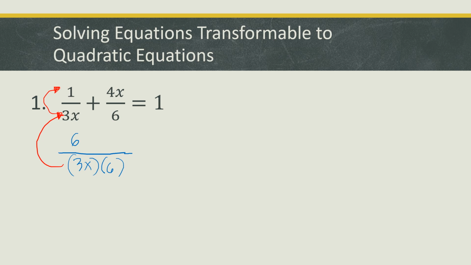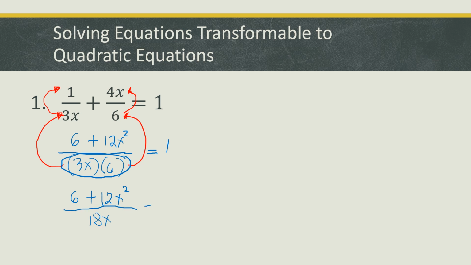Next, we will do the same thing on the second term. Divide 3x times 6 by the denominator 6, and that will give us 3x. And then multiply it to the numerator 4x. 3x times 4x is 12x squared, and that is plus 12x squared. Equate it to 1. And in this case, we can now simplify the denominator: 6 plus 12x squared, divided by 18x, is equal to 1.